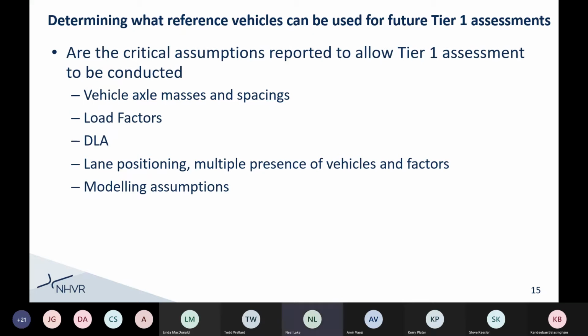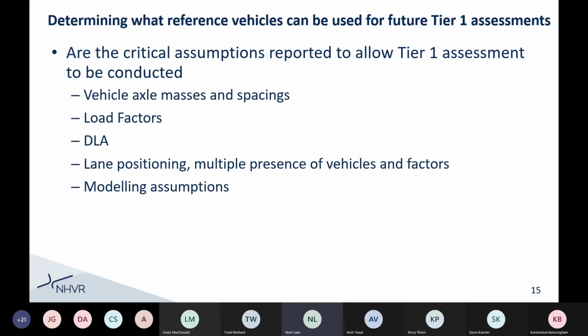So if we sum up what are the most important things to know to do good Tier 1 assessments about our reference vehicles: what are the vehicle axle masses and spacings? There can be normally designed vehicles that might have been used in an assessment, and they could have variable spacing. It's important that we know what has actually been used in previous assessments in order to do good Tier 1.